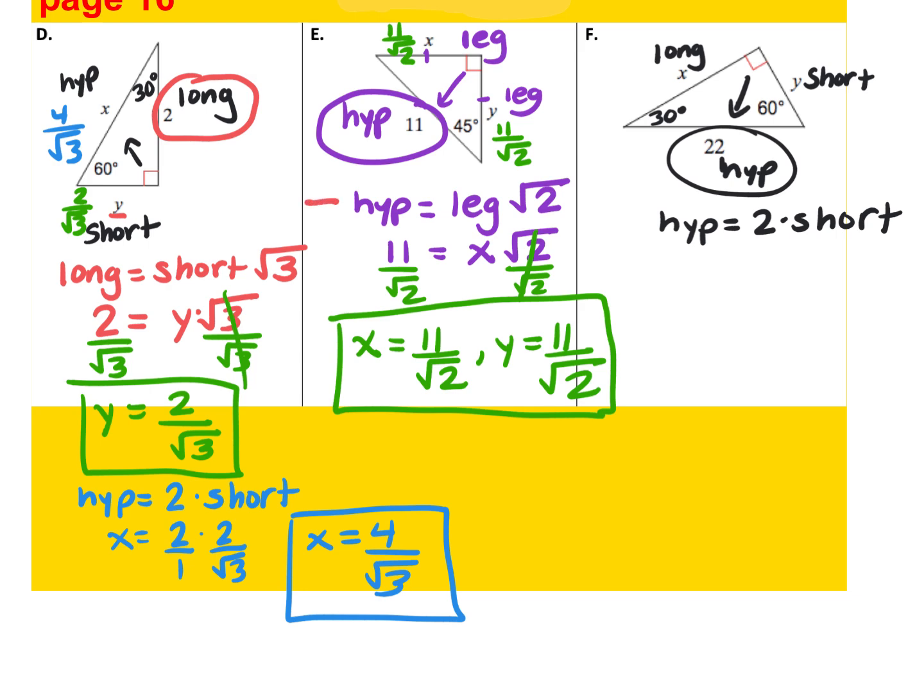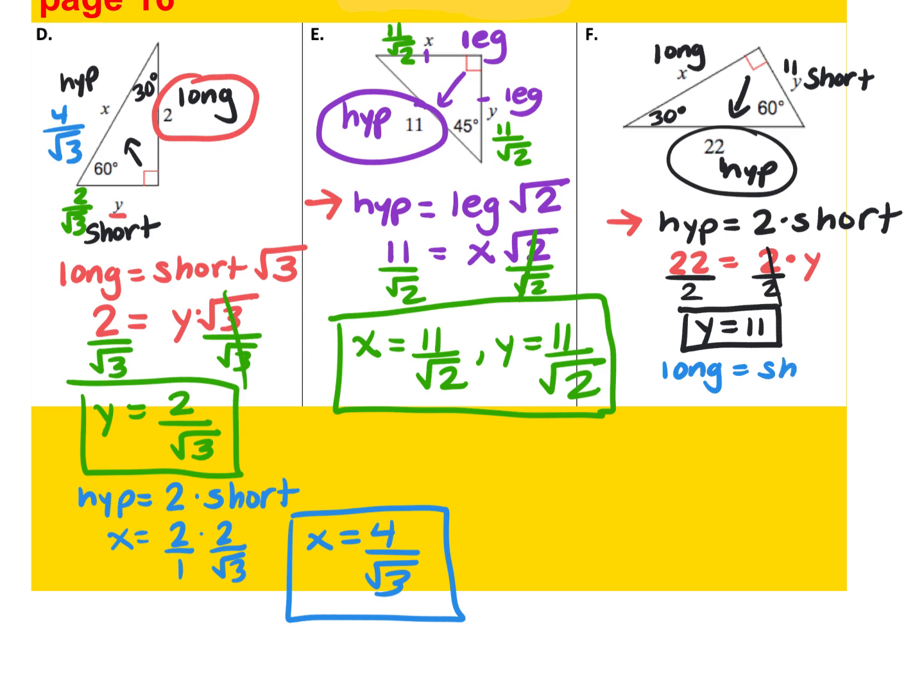On the problem before it, I used hypotenuse equals leg root 2 because we had a 45, 45, 90. In a 30, 60, 90 triangle, we have to use that the hypotenuse is twice the short leg. So here, the 22 is going to be the short leg times 2, so that's 2 times y. And if we divide by 2, that is 11. So our short leg is 11, 22 divided by 2.